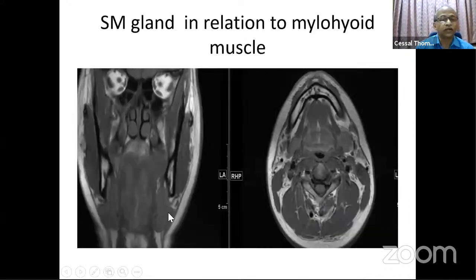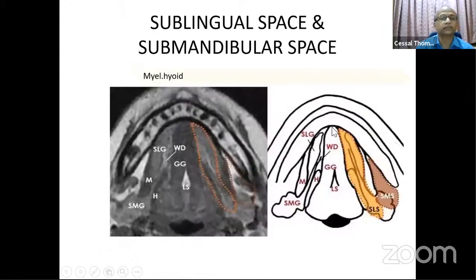And the submandibular gland, here you can see the submandibular gland and mylohyoid muscle. You know that the submandibular gland has got a superficial lobe as well as a deep lobe, and part of the submandibular gland is arching over the posterior ridge of the mylohyoid muscle, and it reaches the sublingual space above. Okay, so here we can see part of the submandibular gland. So please remember sublingual space and submandibular space.